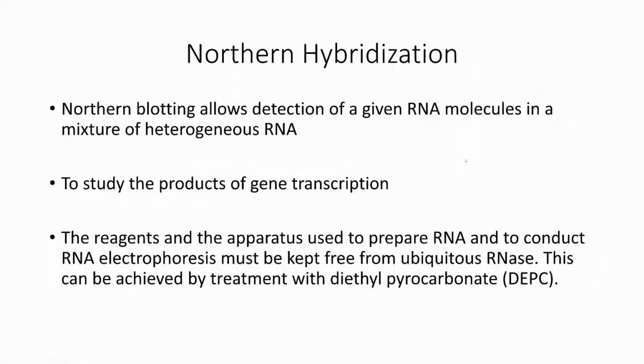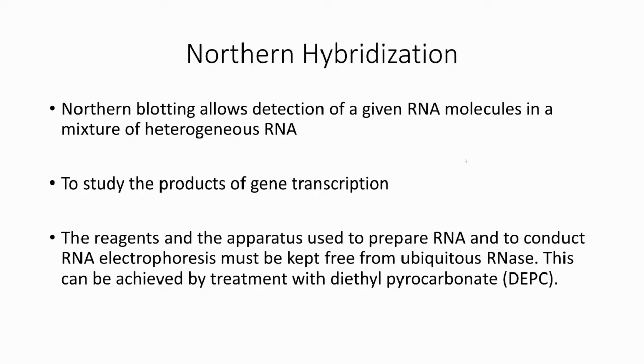Northern hybridization is basically similar to Southern hybridization. The only difference is that in Northern hybridization, you run RNA instead of DNA. Also during this process, you have to add formaldehyde to the gel so that you can prevent the reformation of secondary structure of the RNA.